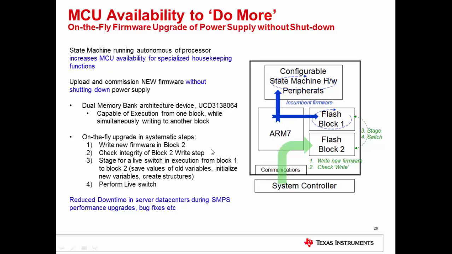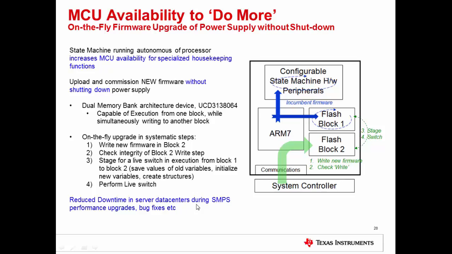Then the ARM processor runs an integrity check to ensure the firmware has been written properly, following which the processor stages for a live switch in execution from block 1 to block 2, and finally, when the timing is right and when the variables have been saved, the processor executes a live switch, which then allows the power supply's firmware to be upgraded on the fly.